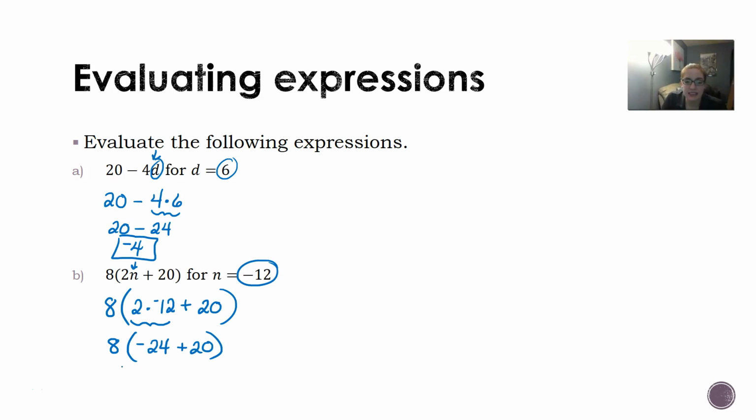Again, add what's inside those parentheses. Negative 24 plus 20, we actually did it up there. It's negative 4. And then finally, what operation is happening between these two? Remember, if there's no operation that you see, you assume that it's multiplication. So 8 times negative 4 is negative 32.